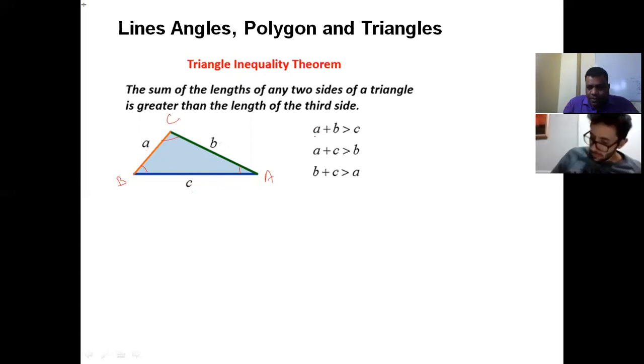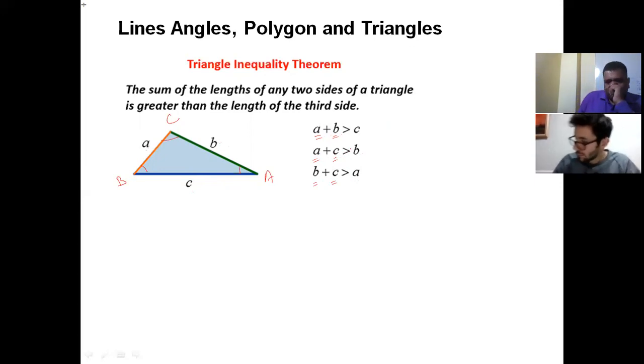So a plus b must be greater than c. a plus c must be greater than b. b plus c must be greater than a. The sum of any two sides must be greater than the third side.